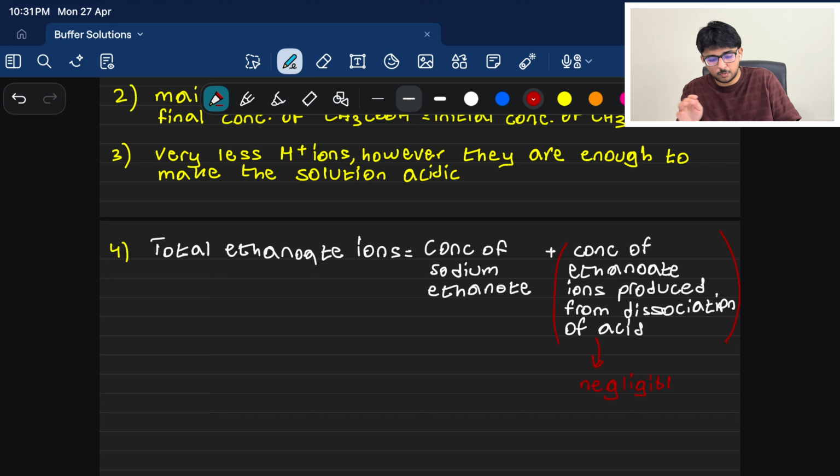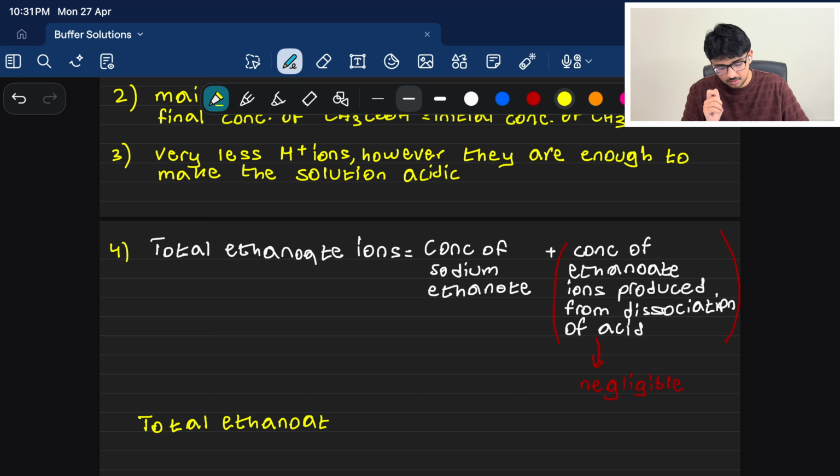So, what was the purpose of me trying to explain this whole thing? This is what you need to understand. If in a question or in a formula, it asks you to calculate the total ethanoate ions, you will say that this is equal to the concentration of sodium ethanoate.